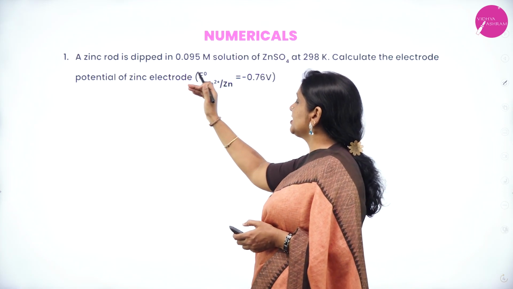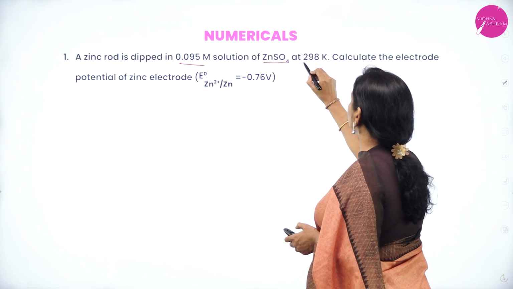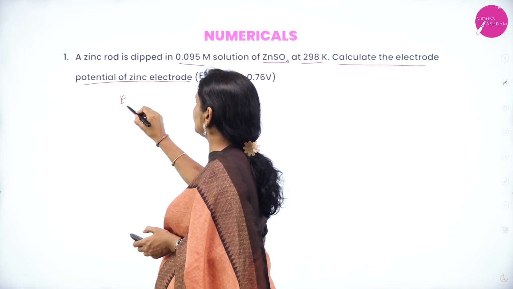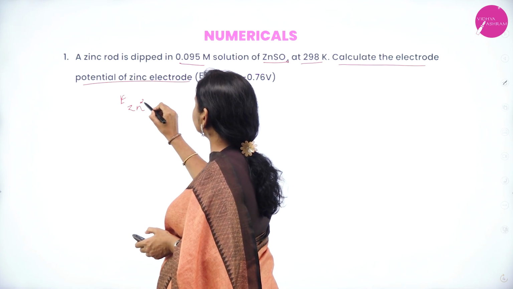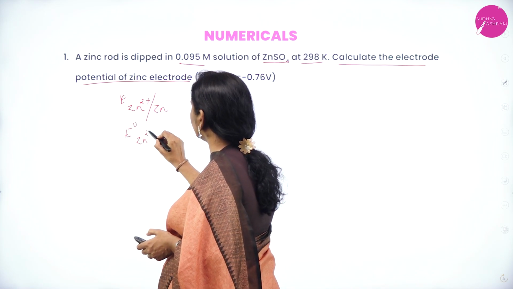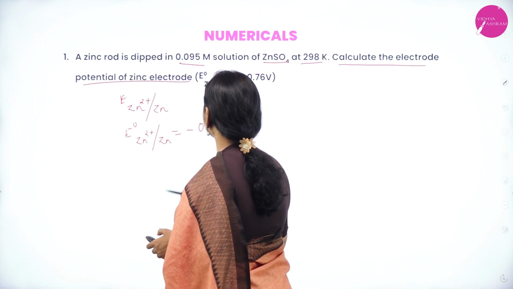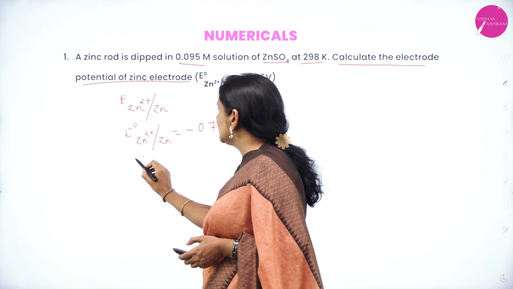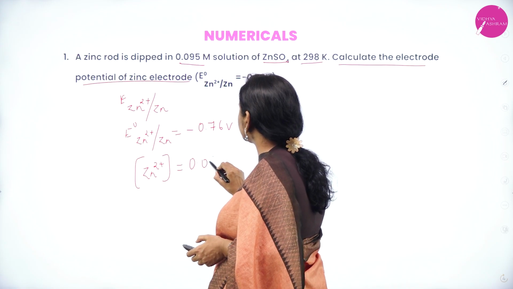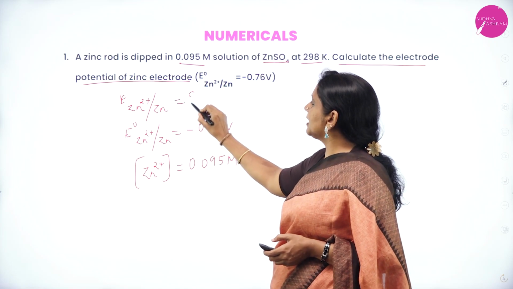A zinc rod is dipped in 0.095 molar solution of zinc sulfate at 298 Kelvin. Calculate the electrode potential of zinc electrode. The E naught of zinc electrode is given as minus 0.76 volt, as well as the molar concentration of zinc ion, which is 0.095 molar. You have to find out the electrode potential.